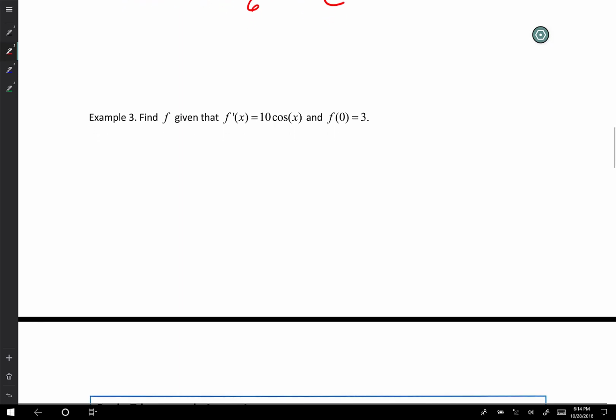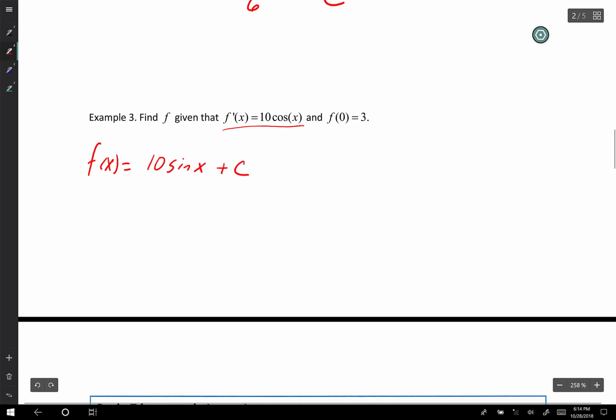Example 3. Find f, given that f prime of x equals 10 cosine x and f of 0 equals 3. So, pretty basic, guys. Let's find the original expression. F of x equals, the only way you're going to get 10 cosine x is if you had 10 sine x. The derivative of sine is cosine, so there it is.